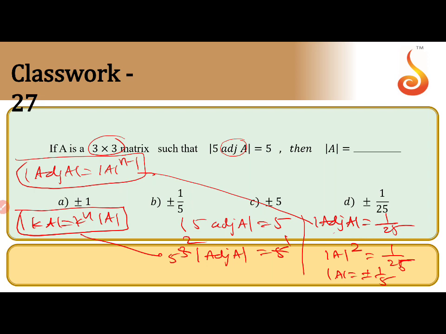Later you can apply this property: det of adjoint A is (det A) whole power n minus 1. So n is 3, 3 minus 1 is 2. (Det A) whole square is 1 by 25. Det A equals plus or minus 1 by 5. I hope you understand here. If you want, I will explain once again.